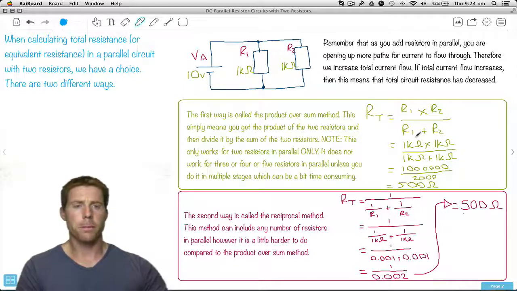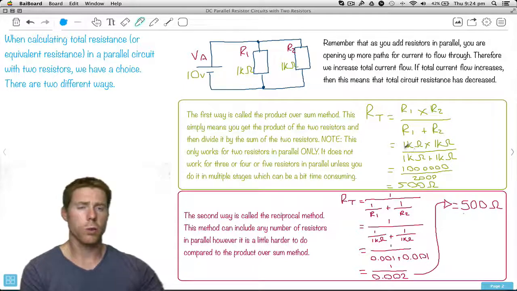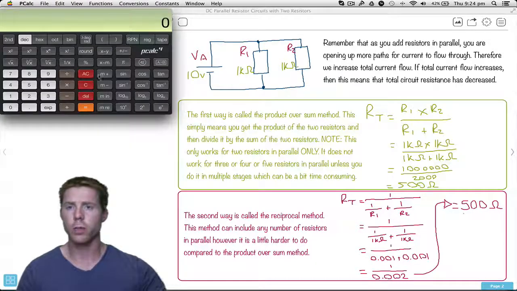So, product over sum. We've got R1 times R2, there's our product, divided by R1 plus R2, that's our sum. R1 is 1K, R2 is 1K. So 1K ohm times 1K ohm is 1,000,000. Let's just double check that to be sure. 1K times 1K, and I'm telling the truth: 1 and then the little 6 there, which means 1 with 6 zeros, 1,000,000. Divided by 2,000, which is the sum. 1K plus 1K gives us 2K.